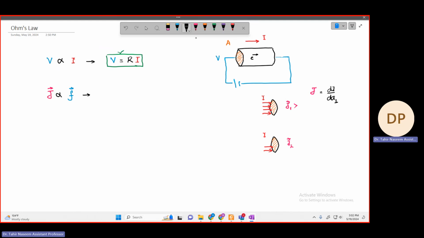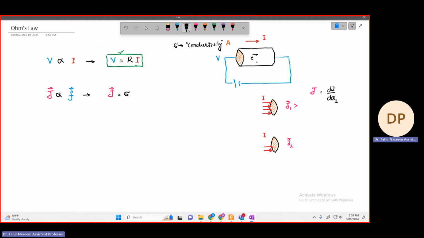Once again, in order to convert proportionality into equality, we use a constant, and in this case the constant of proportionality is sigma. Sigma is the conductivity of the material. Again, conductivity depends on the property of the material, right? For example, in the case of iron, it will be different from, let's say, the case of gold.